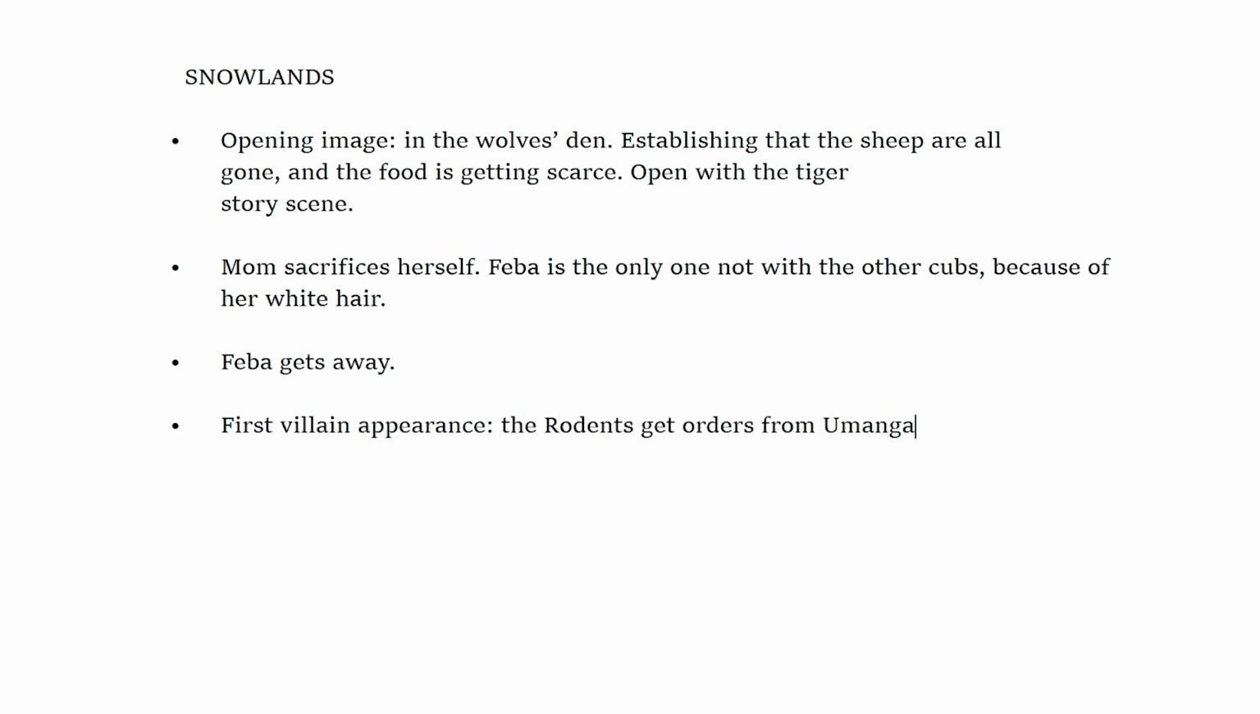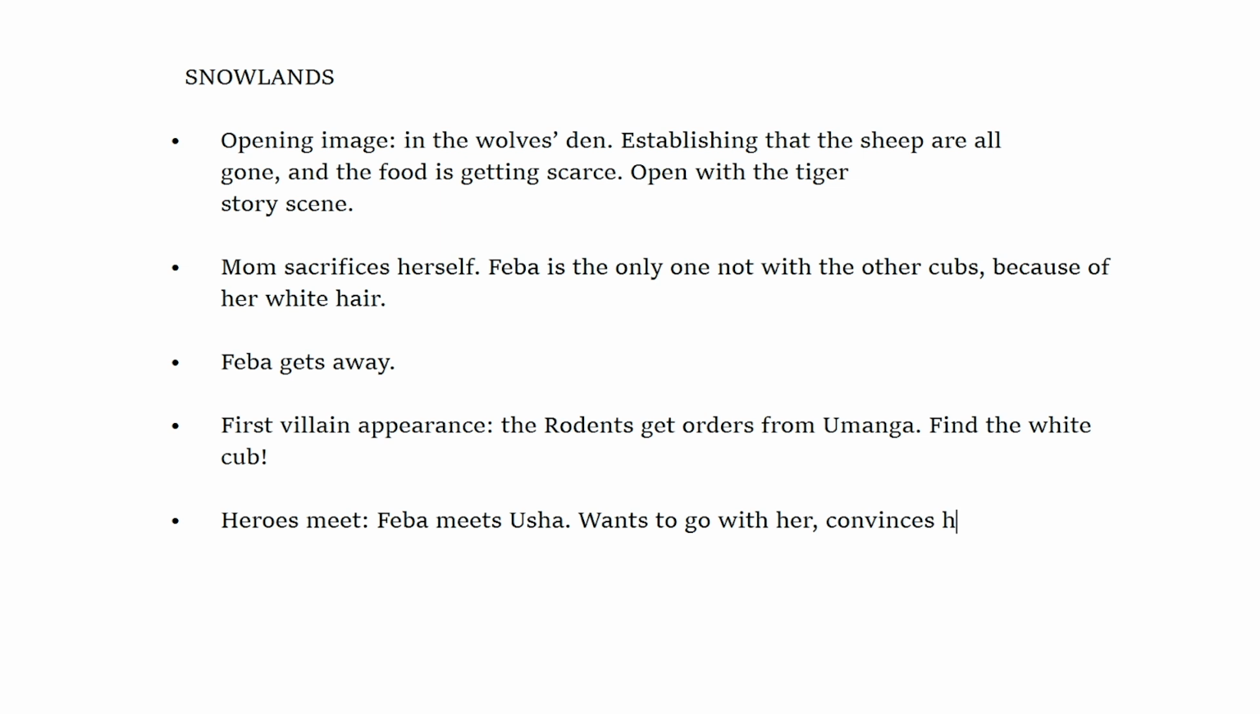The rodents get orders from Umanga. Find the white cub. Heroes meet. Phoebe meets Usha. Wants to go with her, convinces her, and follows her. As you can see, these aren't very detailed. They're just general scene instructions that describe the flow of events. There's no dialogue or acting direction.